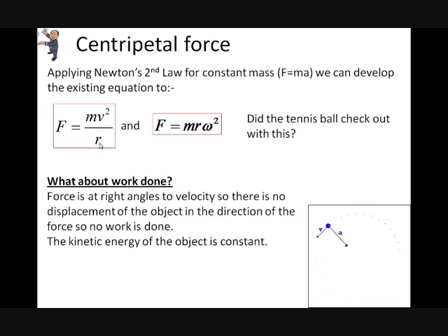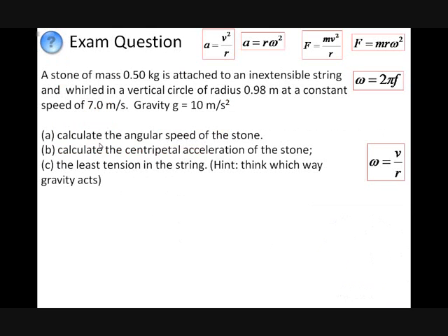Okay, what about work done? This is sometimes a little question they ask on exams. The force is at right angles to the velocity, so there is no displacement of the object in the direction of the force. If you look at the diagram with the blue dot again, the displacement never changes. The displacement is the radius of the circle, and it's constant. So in the direction of the force, there is no displacement. So if you're using work done equals force times distance, then there is no distance, there's no displacement, so the kinetic energy of the object is constant.